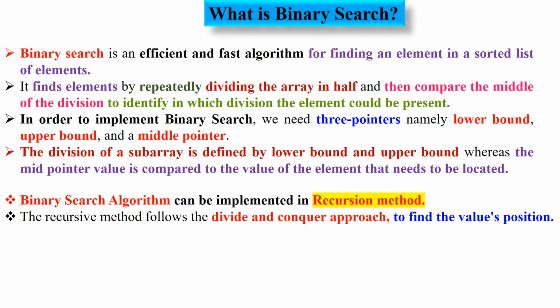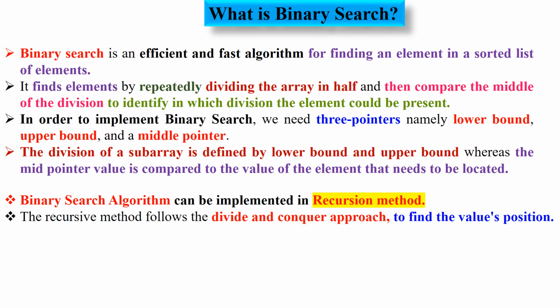Let's learn about binary search. Binary search is an efficient and fast algorithm for finding an element in a sorted list of elements. An example is finding your best friend's number in your contact list of 1,000 numbers. Binary search algorithms are also known as half-interval search. It finds elements by repeatedly dividing the array in half and then comparing the middle of the division to identify in which division the element could be present.